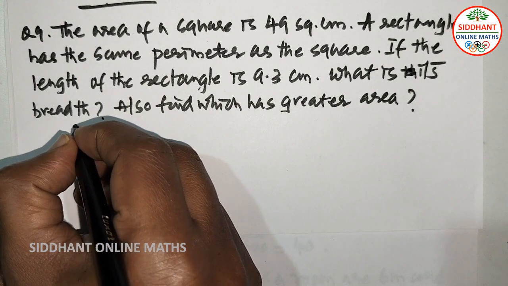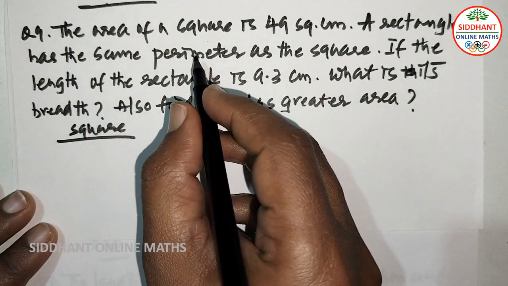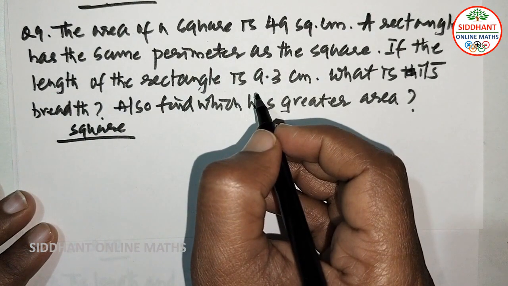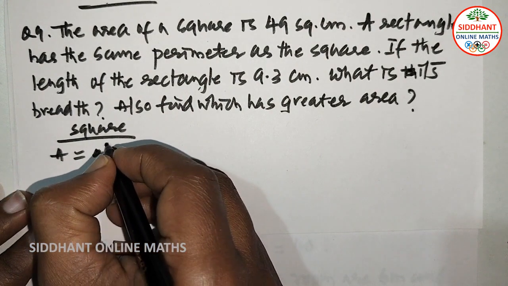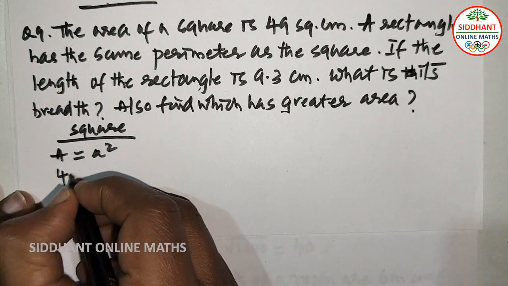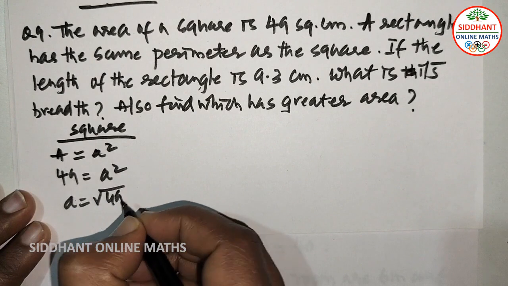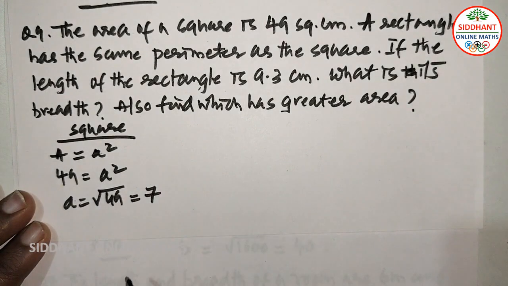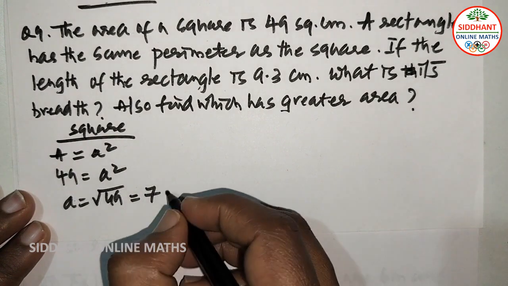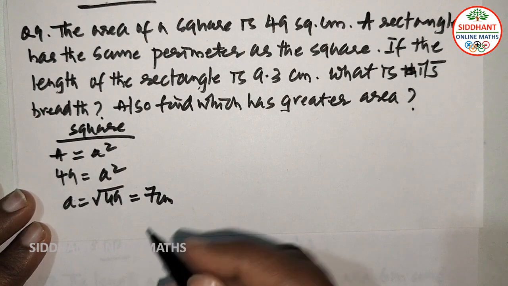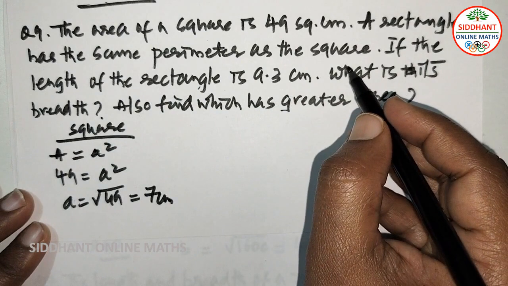So for the square, the area of the square is 49 square centimeters. That means area is equal to a squared. So 49 is equal to a squared. Then a will be the root of 49, so that will be 7. So one side of the square is 7 centimeters. Next, they told the rectangle has the same perimeter as the square.